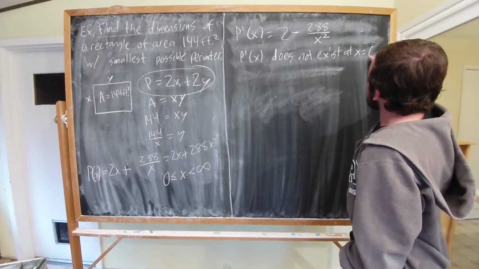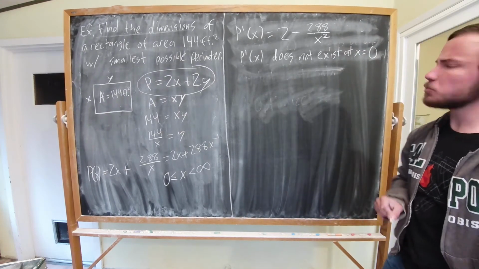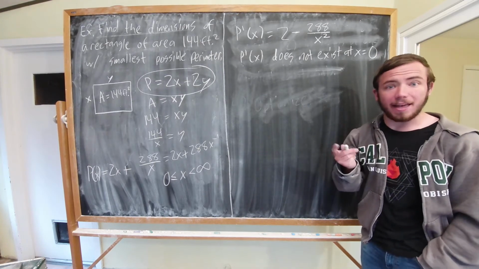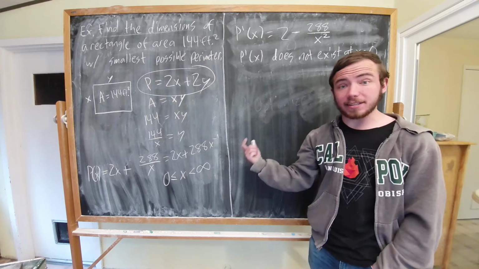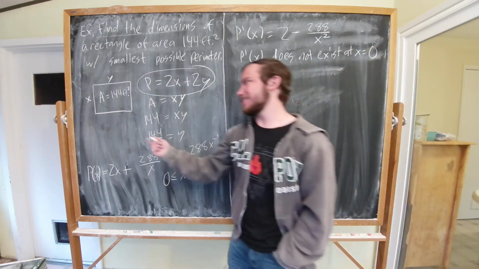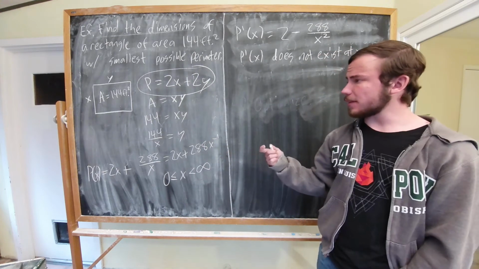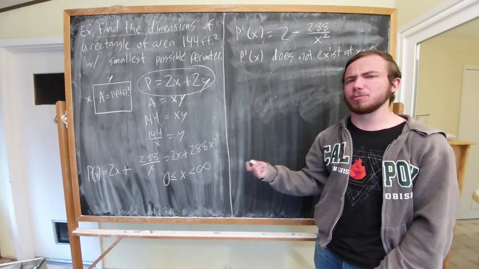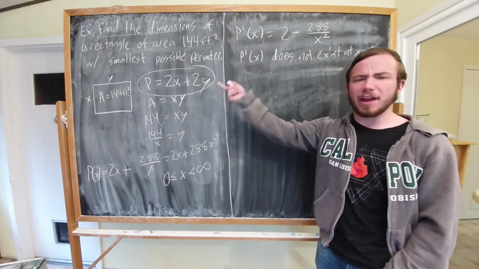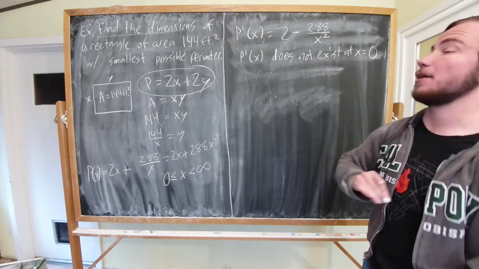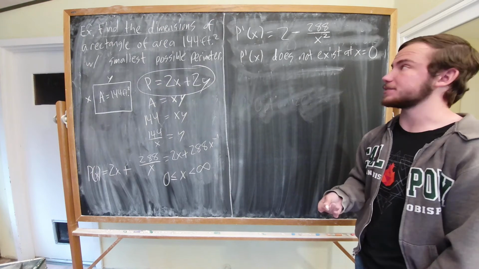at x equals 0. So that's one possible point of optimization. But we can rule this one out right off the bat. Because if x is 0, then you have a 0 length times the side, right? And that gives a rectangle with 0 area. But we know the area is 144 feet, which is not 0. So we can automatically rule out this x equals 0 case.